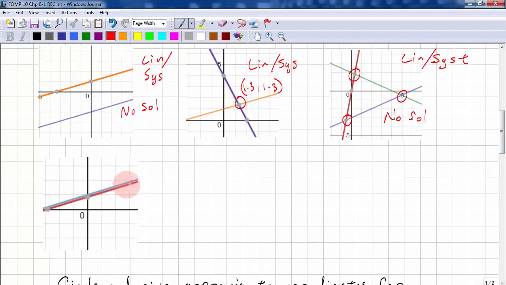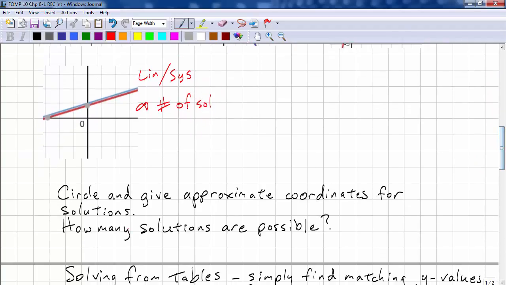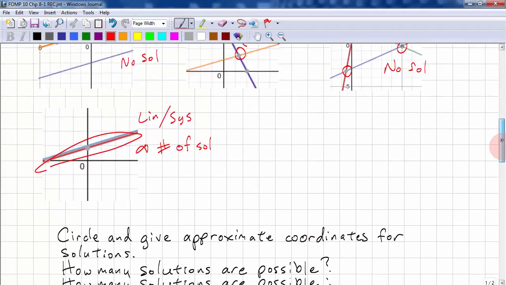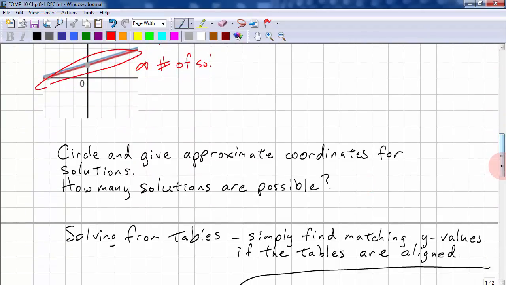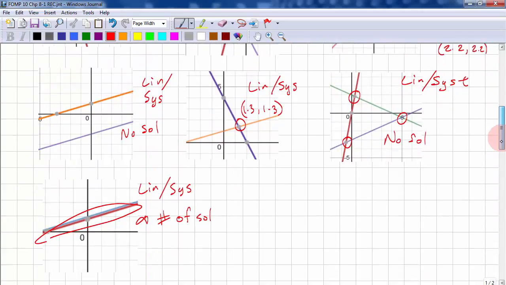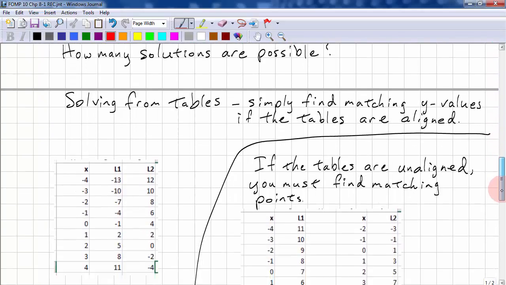This one, I can't draw one line on top of the other, but these two lines are supposed to be on top of each other, just to illustrate it. This is linear, it is a system, and there's an infinite number of solutions. And circle and give approximate coordinates. This one's circled, and the rest have been circled. And how many solutions are possible? Well, this is a question we'll answer later, but that's a point of interest for us.